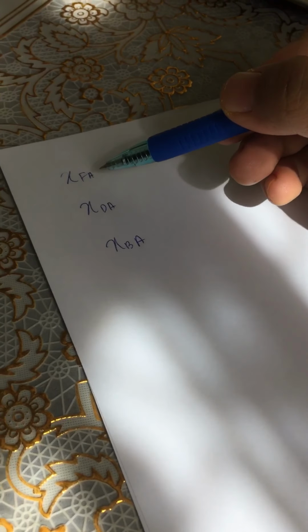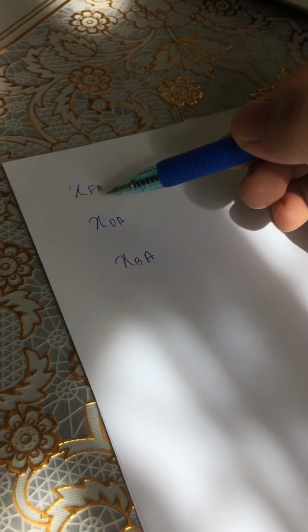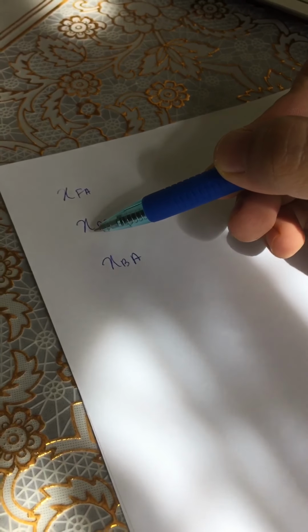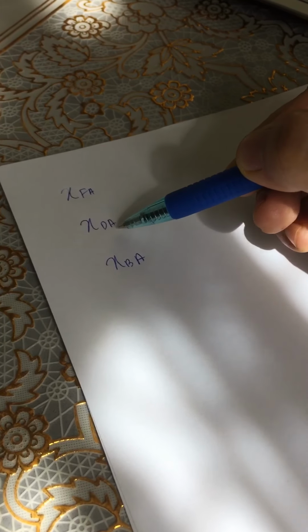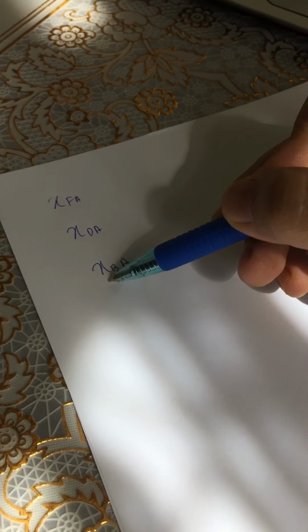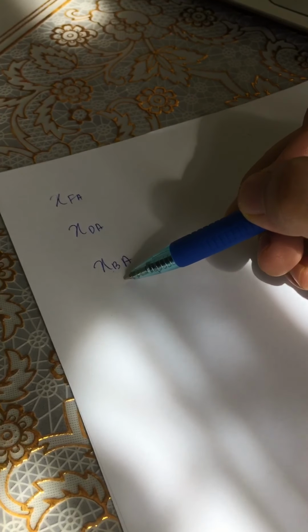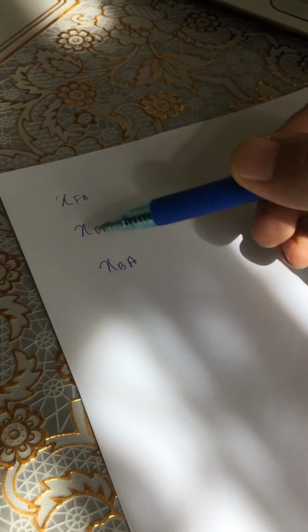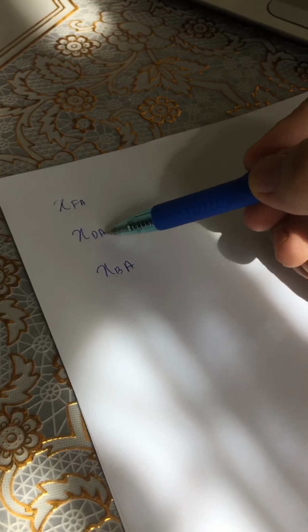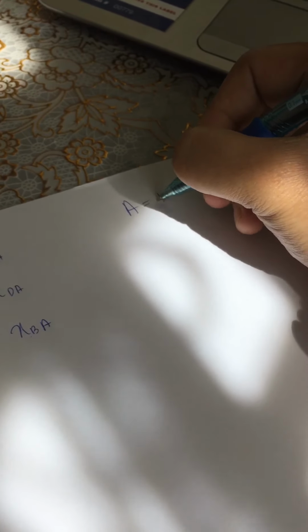XFA refers to the mole fraction for feed for component A. XDA is the mole fraction of component A in the distillate, and XBA is the mole fraction at the bottom section for component A. So if you look at this, all of this is for component A. So component A is actually our top product.